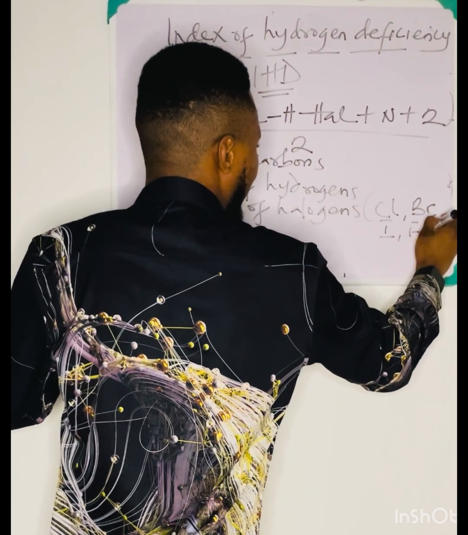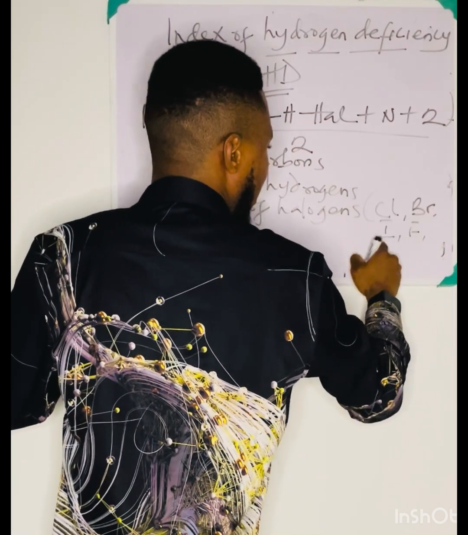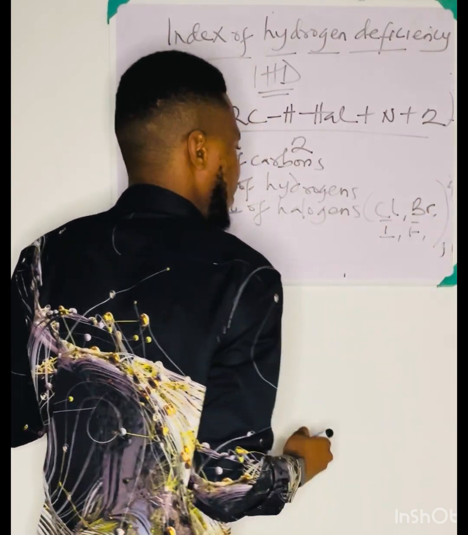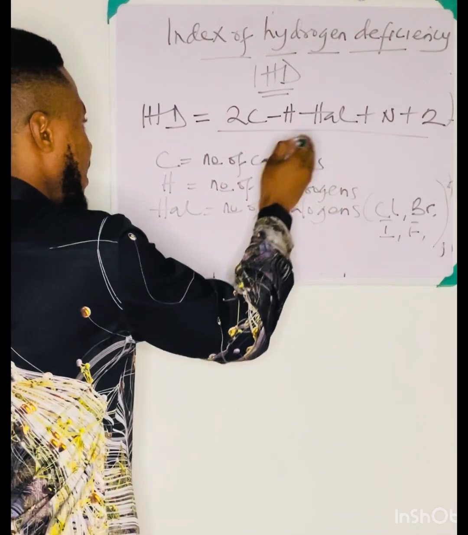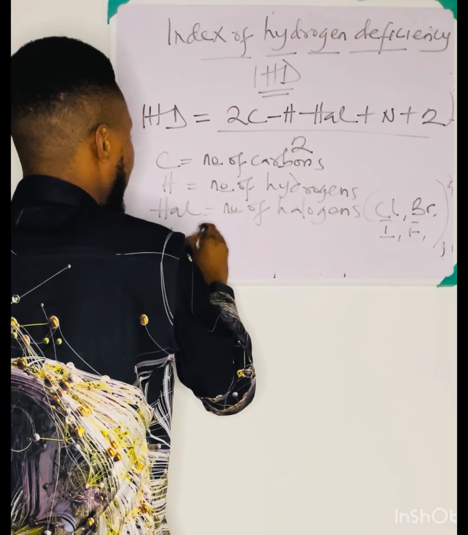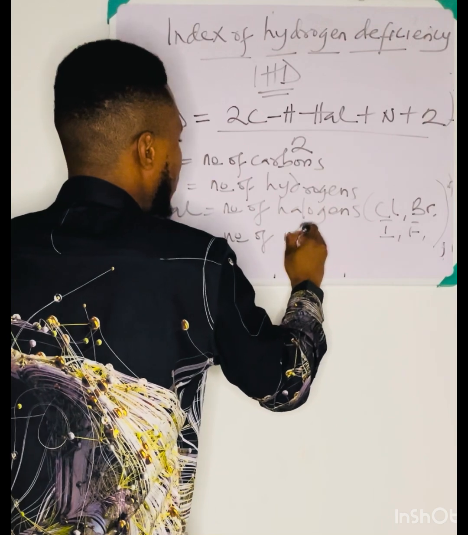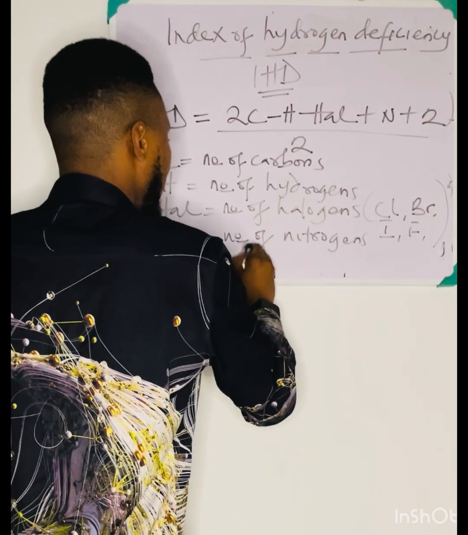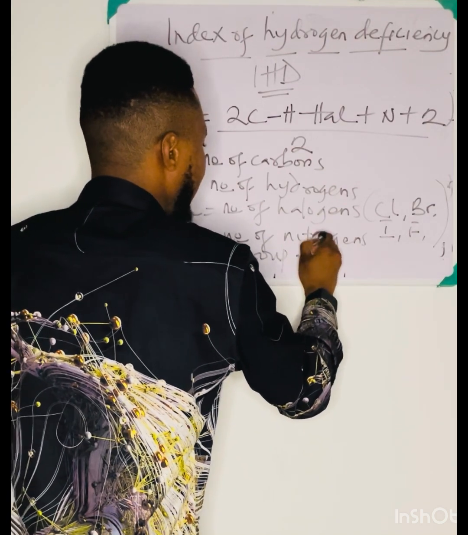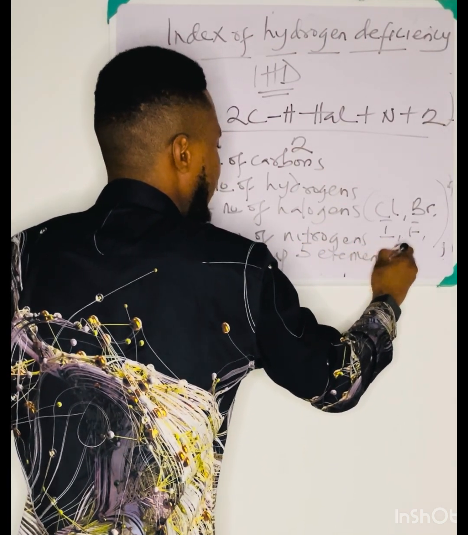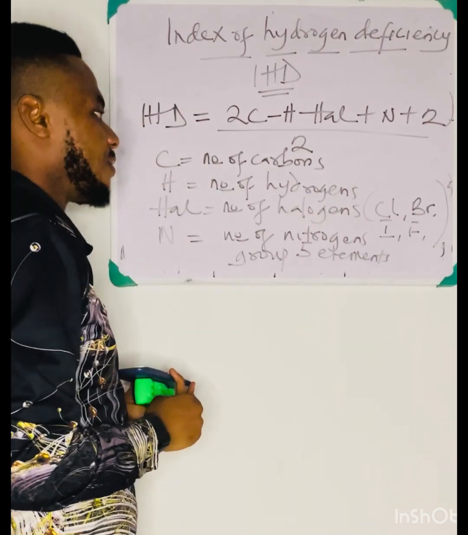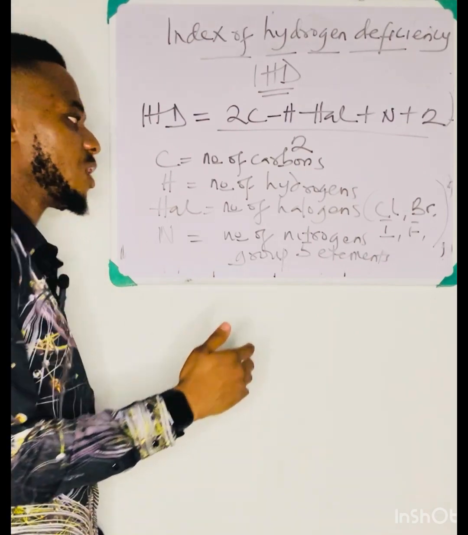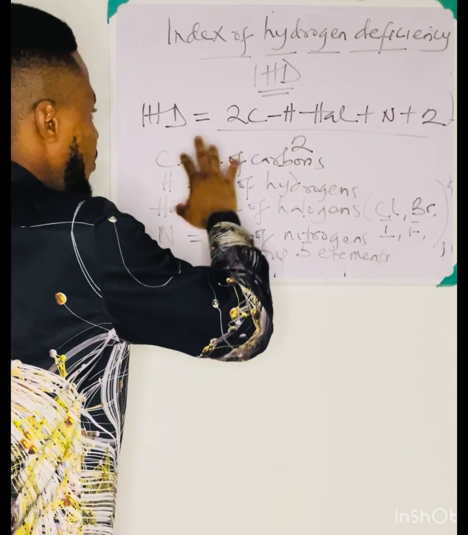We also have chlorine, bromine, iodine, fluorine. These are the major ones. So that's halogen. Then N is number of nitrogens, or basically elements in group 5. So these are very important things we must take note of when we are using this formula.